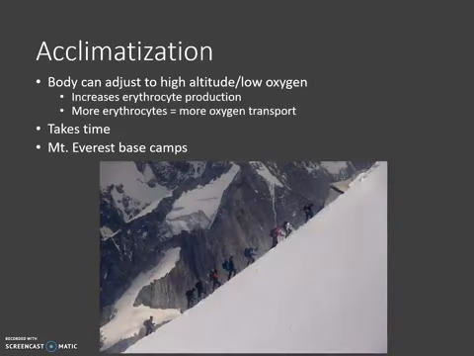Now our body can acclimate based on how much oxygen in the air there is to a degree. So remember that erythrocytes, or red blood cells, are the structures that are primarily responsible for transporting oxygen through the blood. So the more erythrocytes you have, the more hemoglobin you have, the more oxygen you can carry in your blood. So if you go up to a higher altitude, your body can start making more red blood cells in order to increase your oxygen transport. The problem is that this takes time.